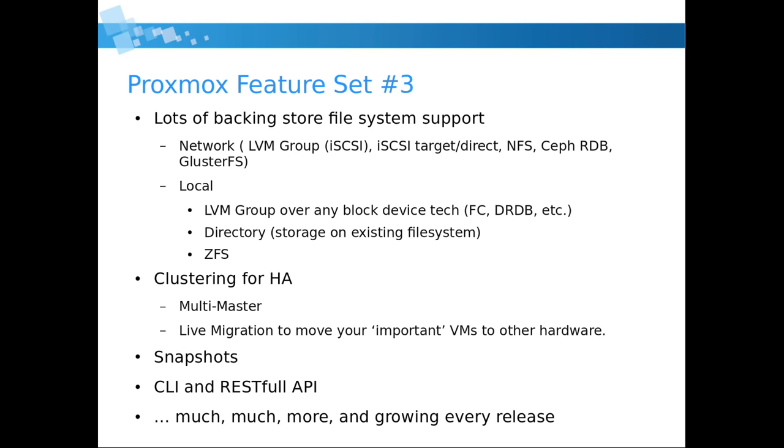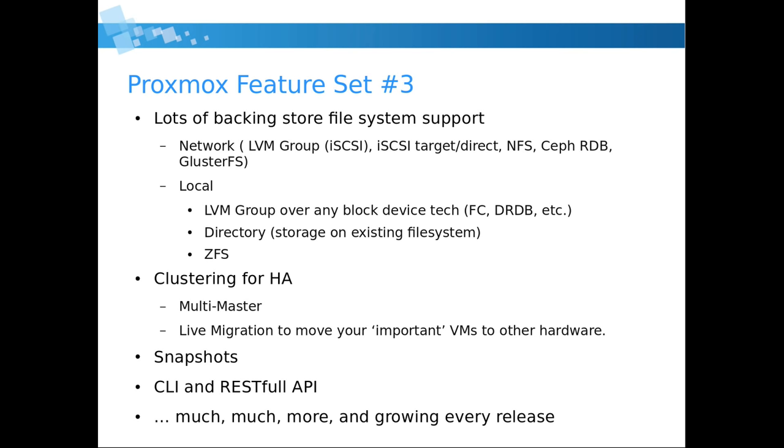Lots of backing store file system support. You've got your KVM containers, you've got your LXC containers, and they all need storage somewhere. If you want to be able to migrate them from one machine to another, like in a cluster of these Proxmox hypervisors, you need network support for your file system. You want it stored on the network somewhere so the next box can pick it up and run it from there. LVM over iSCSI, direct iSCSI targets, NFS, Ceph, GlusterFS, all with baked-in management in the product.